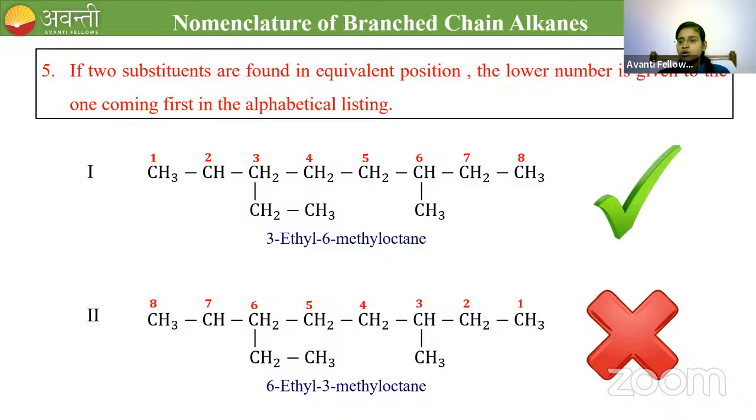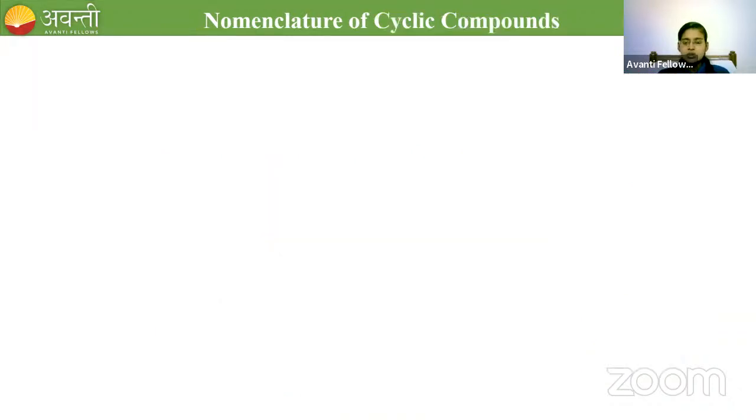Is it clear to all of you? Shall we go for the nomenclature of cyclic compounds? So this is all about the nomenclature of branched chain alkanes. Keep all these 5 rules in your mind. These 5 rules are very important. Great. So next is the nomenclature of cyclic compounds.